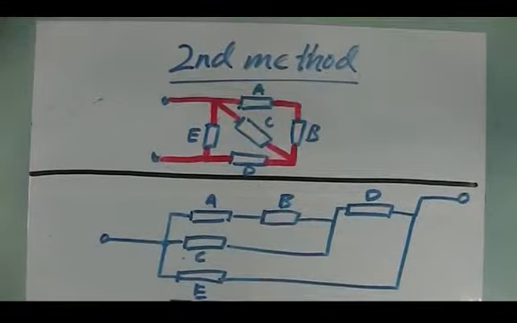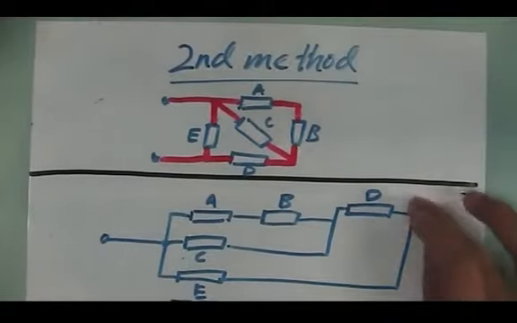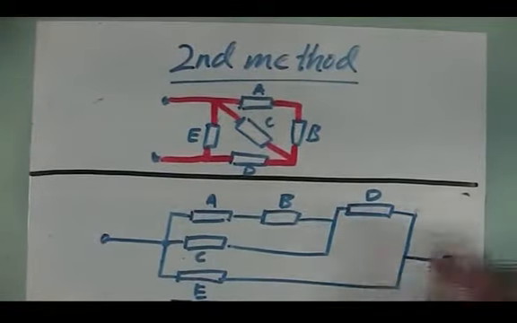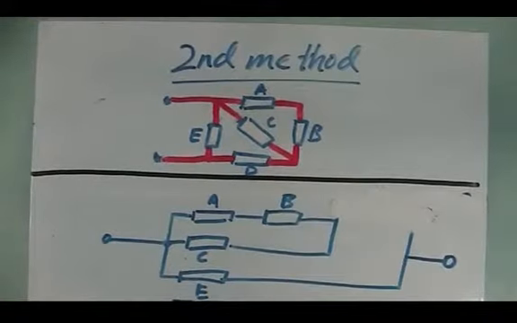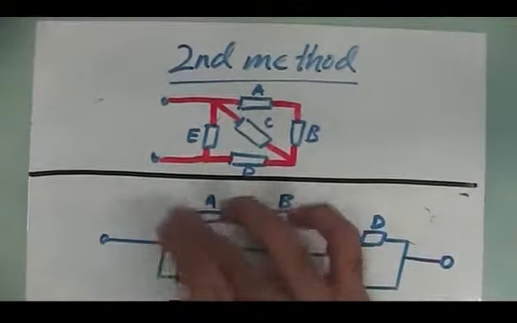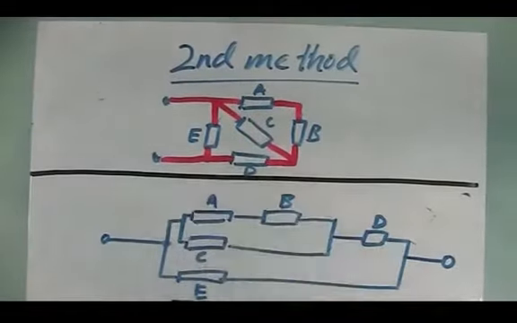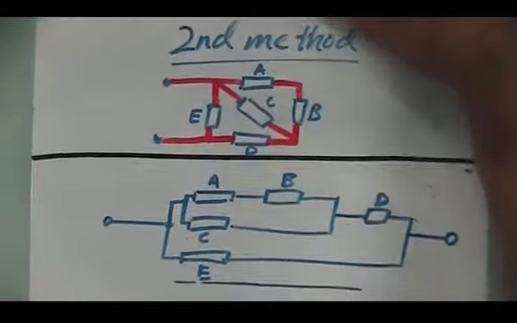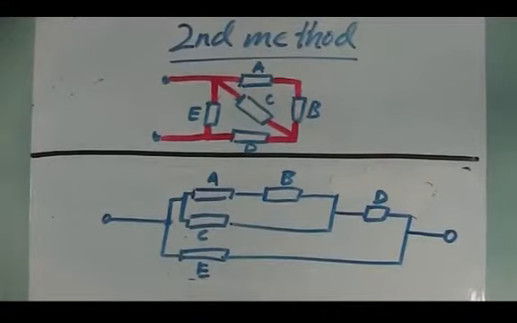This still looks a little messy, so let's clean it up a little bit. I'm going to move the final connection down in line with the first connection. I'm going to move D down, and I'm going to redraw the initial branching out to look like this. This new circuit diagram allows me to clearly see which resistors are in parallel and which are in series.